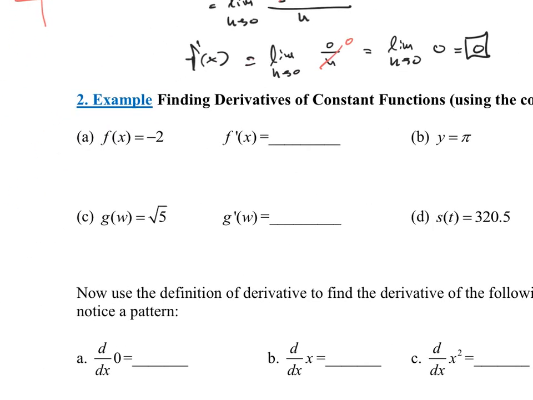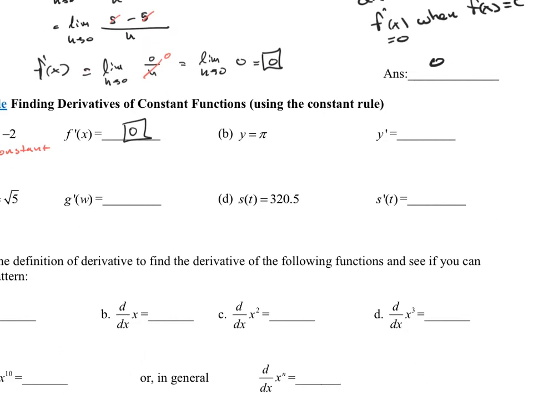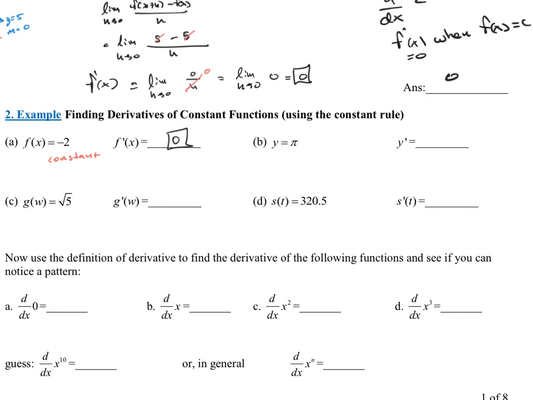So look at this. Here's f of x equals negative 2. What's the answer? The derivative would be 0. We do have to show work. What's the work? Just simply write the word constant because it's a constant. Same thing. How about the number pi? Pi is also a constant. Pi is a never-ending number. It's 3.14159, and so on. It doesn't matter. It is a constant, so its derivative is 0. We do have to show work, so I'm just going to write constant.